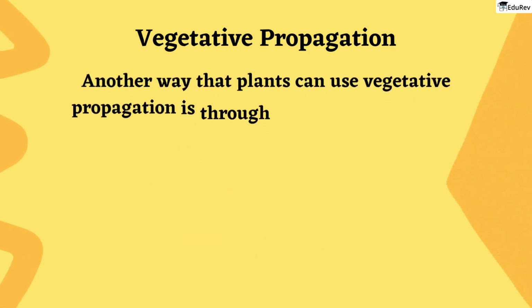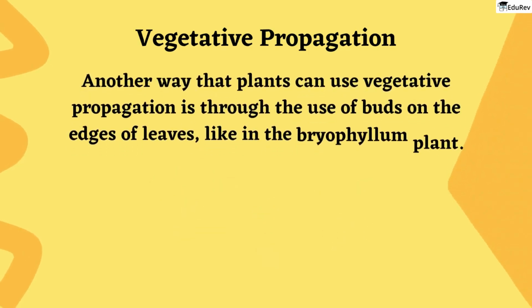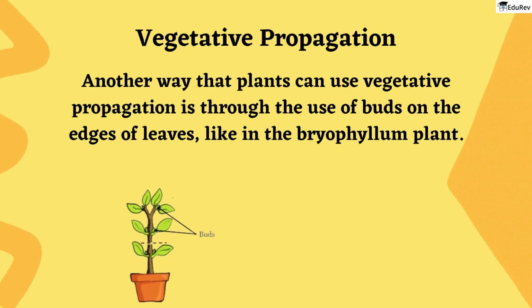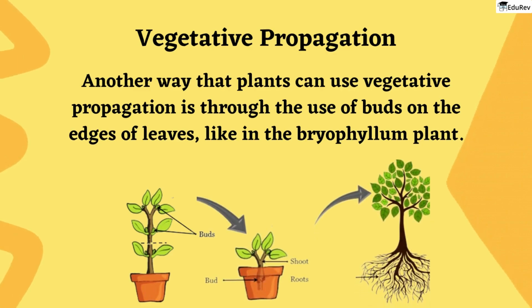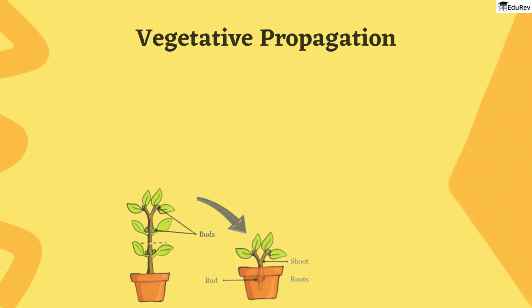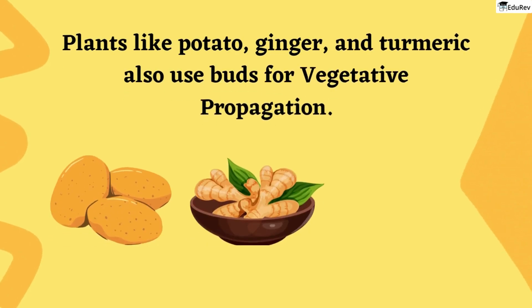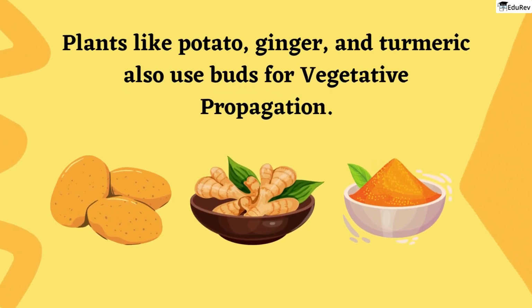Another way that plants can use vegetative propagation is through the use of buds on the edges of leaves, like in the bryophyllum plant. When these buds come in contact with moist soil, they can grow into new plants. Plants like potato, ginger, and turmeric also use buds for vegetative propagation.